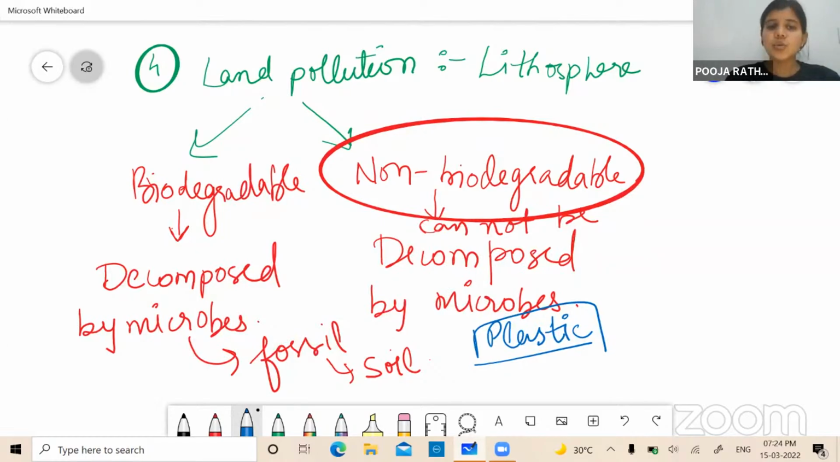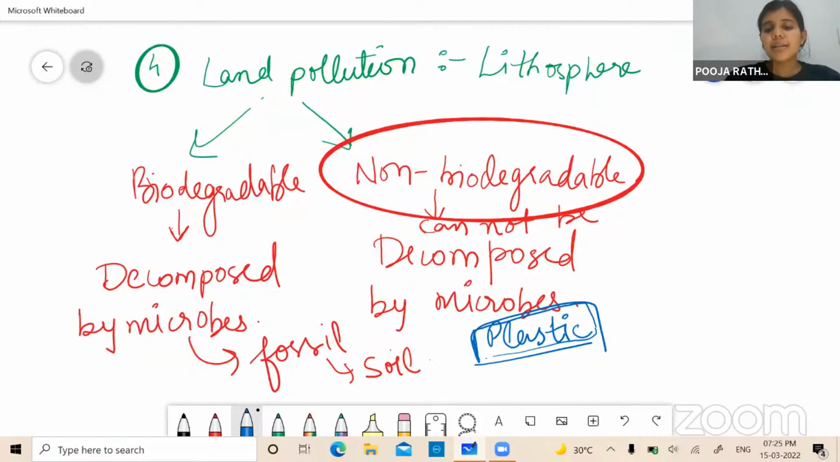So in order to decrease or eliminate land pollution in today's times, most governments are forcing their population to use paper bags or cloth bags, not plastic bags, because plastics take too much time to get eliminated from earth or get decomposed.